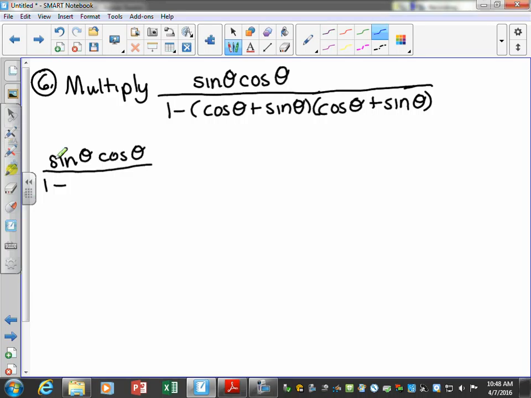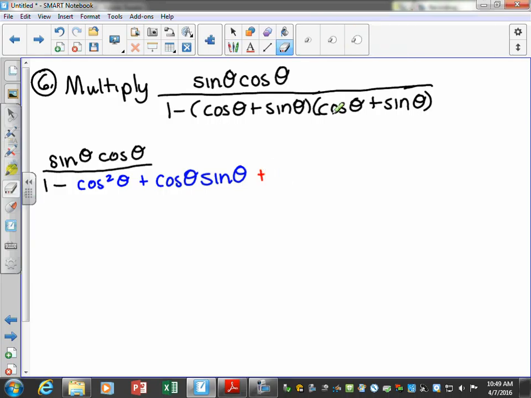1 minus. Now we're going to get over here, and this is a binomial times a binomial, so we're going to FOIL it out. So cosine of theta times cosine of theta will be cosine squared theta. My next one is going to be cosine of theta times sine of theta, which would just be cosine theta sine of theta. And then coming back now, I'll have sine of theta times cosine of theta. I'm just going to rearrange the order, so cosine of theta, sine of theta. It's commutative, so it doesn't matter since it's multiplication. It doesn't matter which one I put first. And then this one is sine of theta times sine of theta, which is sine squared theta.